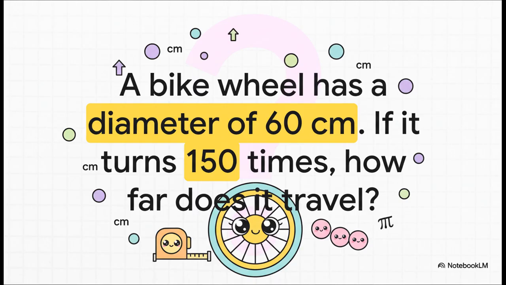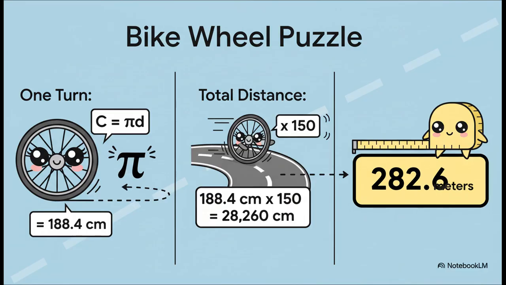Let's break this down into logical steps, using everything we've just learned. Okay, here's how we crack this thing. One full turn of that wheel covers a distance that's exactly equal to its circumference. So, step 1, find the circumference. We'll use c equals pi times d, and that gives us 188.4 centimeters. Easy enough. Step 2, we just multiply that distance by the 150 turns the wheel makes. That gives us a big number, 28,260 centimeters. To make that a little more useful, we can convert it to meters, 282.6 meters. And just like that, problem solved.